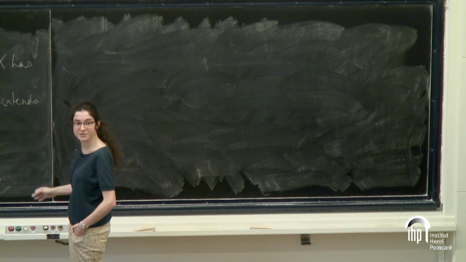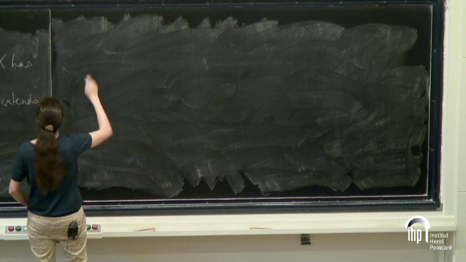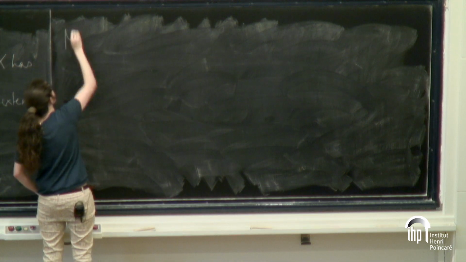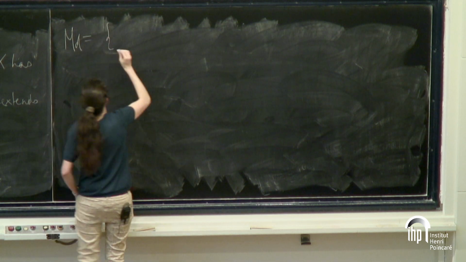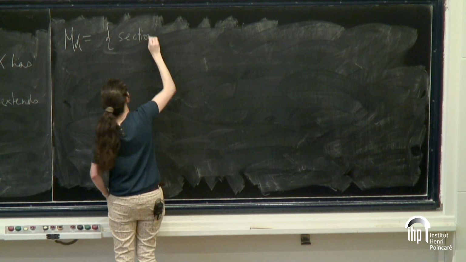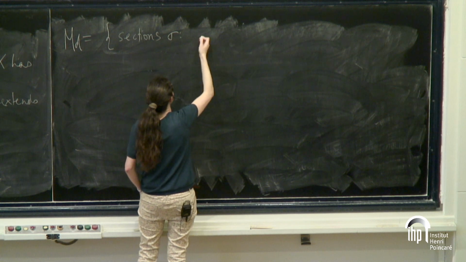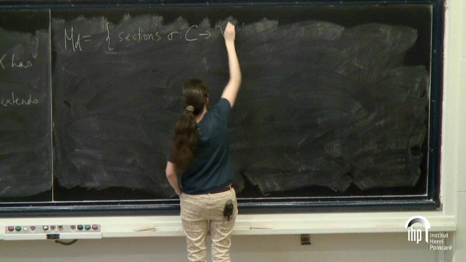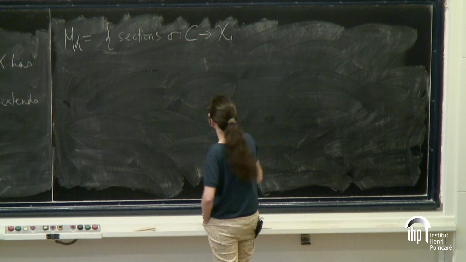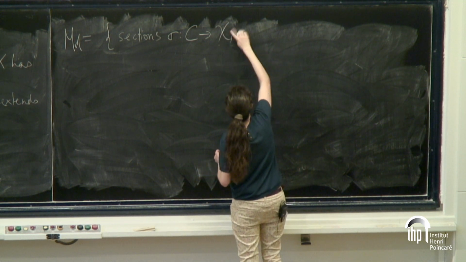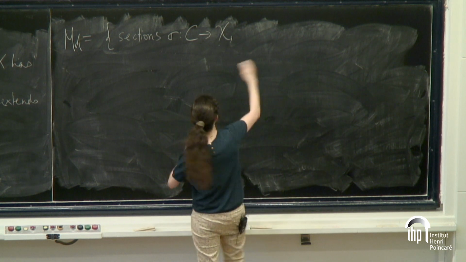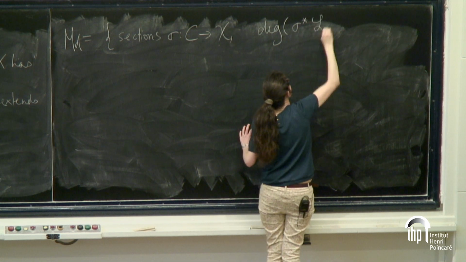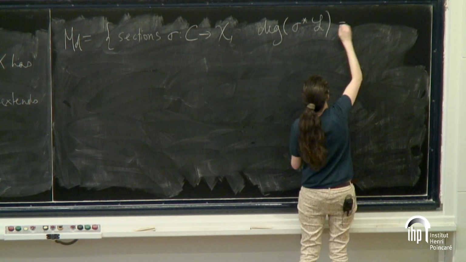So these are my assumptions, and now what do I want to do with this? Well, I'm going to look at the following space. I'm going to look at sections sigma of this pi over there, and there are two assumptions on them. The first one is some assumption on the degree. When I say the degree, I mean the degree with respect to my given line bundle. So this should be of degree D.